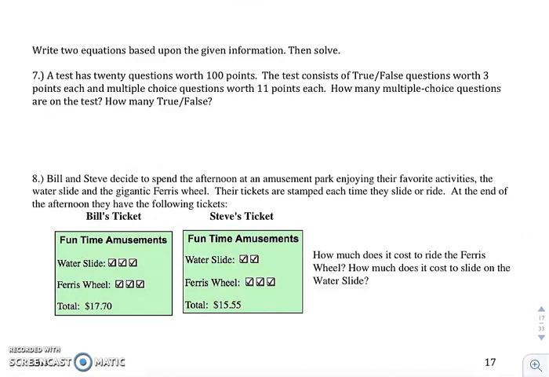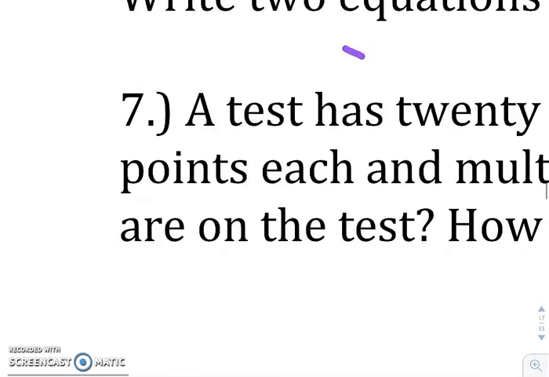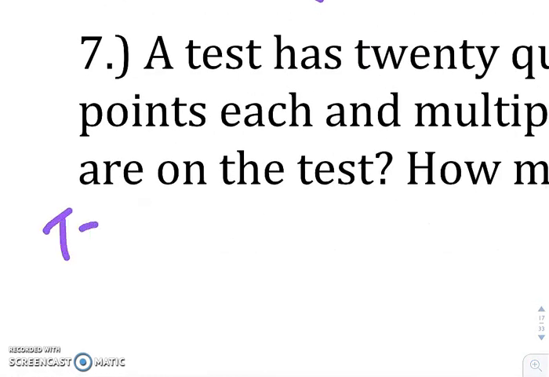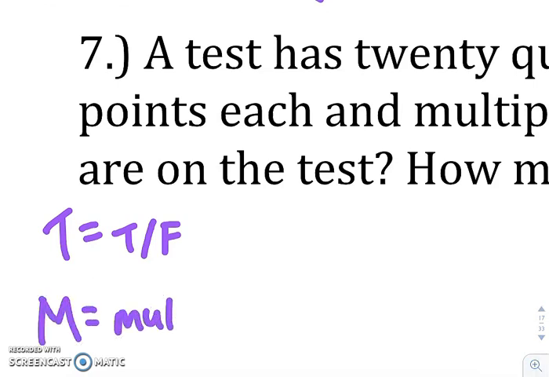The first one says a test has 20 questions worth 100 points. The test consists of true/false questions worth 3 points, and each multiple choice question is worth 11 points. So how many multiple choice questions are on the test? How many true/false? The two things we're talking about here are the two types of questions, so I'm going to make those my variables. I'm going to have T be the true/false questions, and M be the multiple choice questions.